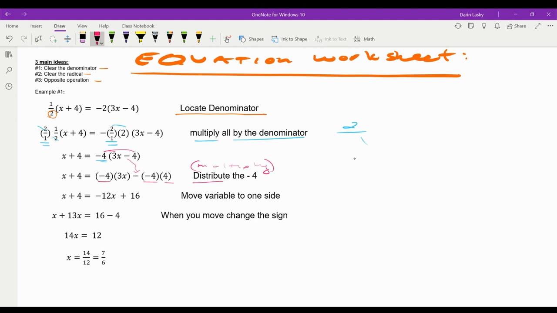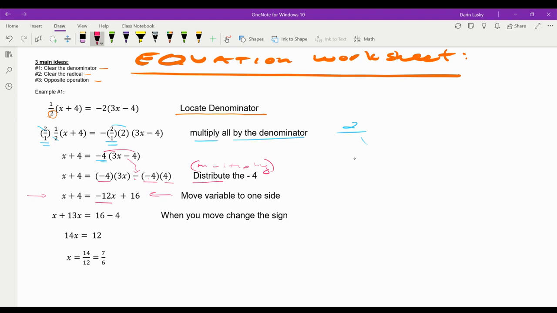Once I multiply, I get negative 12x, and I get positive 16, because a negative times a negative right here is a positive, and 4 times 4 is 16. So now I get these guys right here. It's a nice clean equation. And from this nice clean equation, I can move things around.